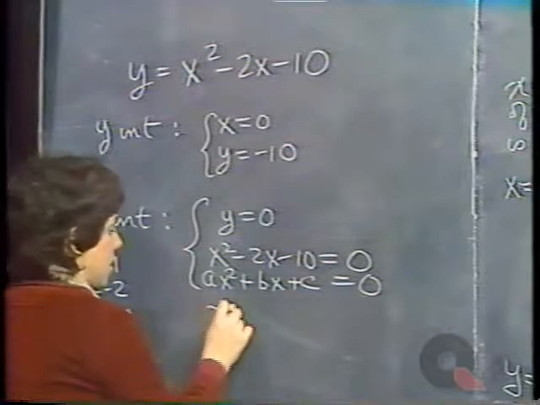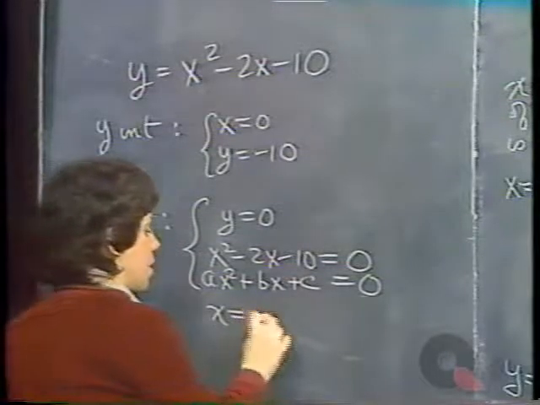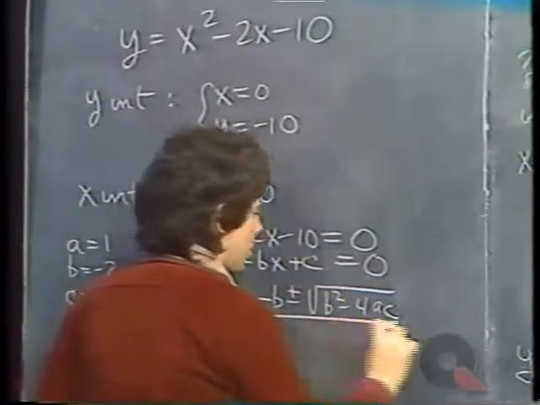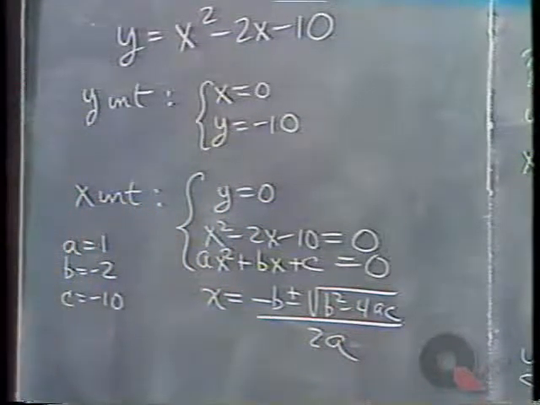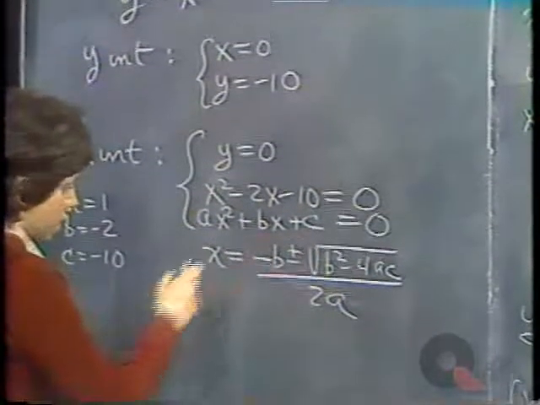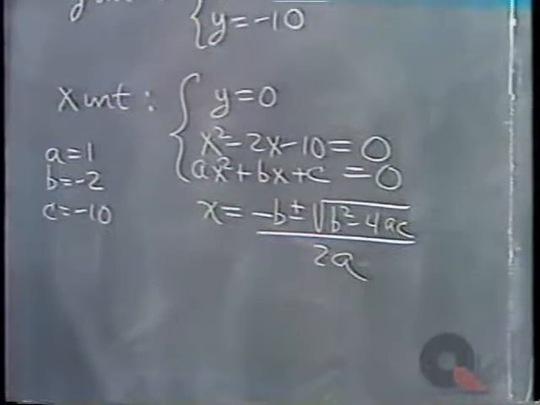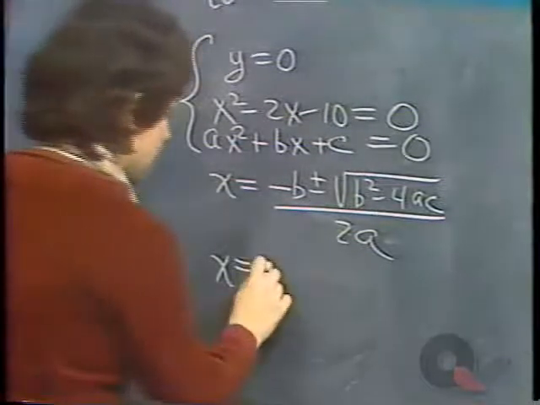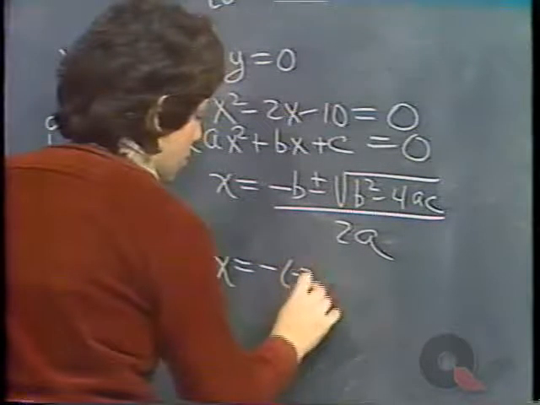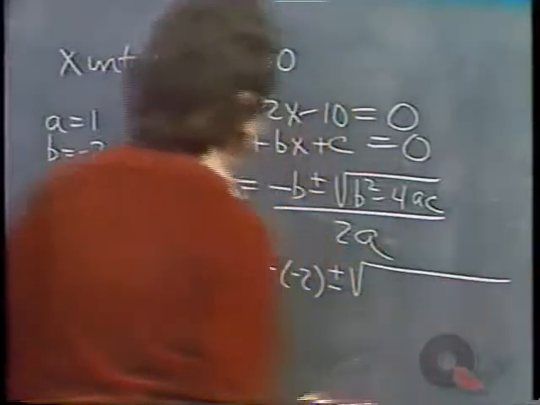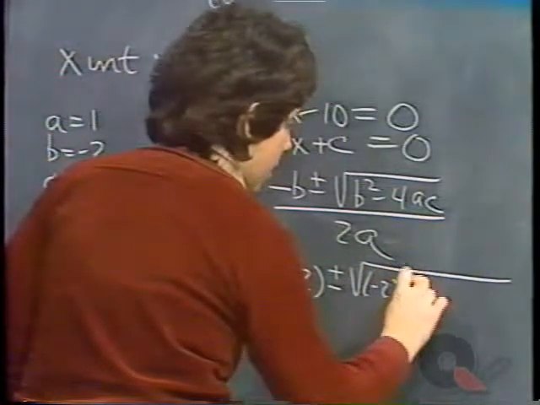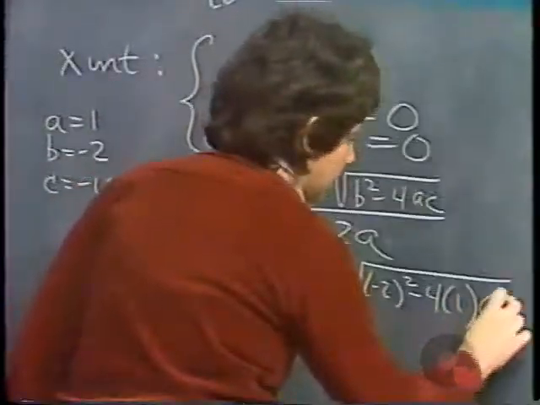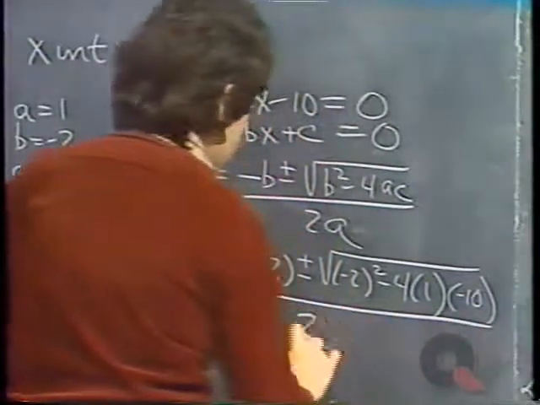And the quadratic formula tells us that x equals minus b plus or minus the square root of b squared minus 4ac, over 2a, are the roots of this equation. And if we can find these real numbers, then those would be the x-intercepts of the parabola. So let's substitute in and see what we get. x equals minus b, minus minus 2, plus or minus the square root of b squared, which is minus 2 squared, minus 4, a, which is 1, c, which is minus 10, all over 2a.